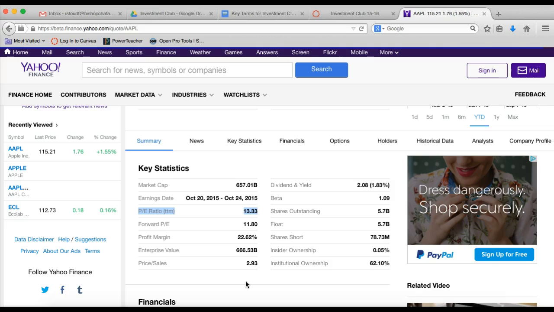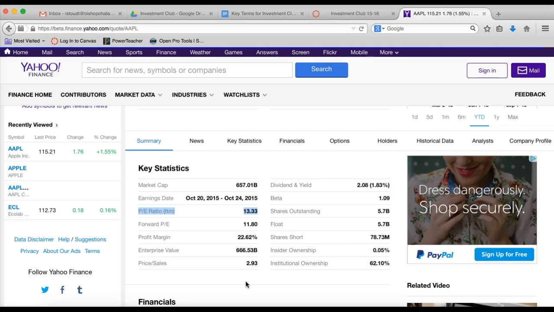I once heard the analogy of thinking of the PE ratio as giving you an idea of whether this is a cheap stock or an expensive stock. So the average PE for the S&P 500 right now is 19. Okay, so you need to keep that in mind. The average PE is 19.